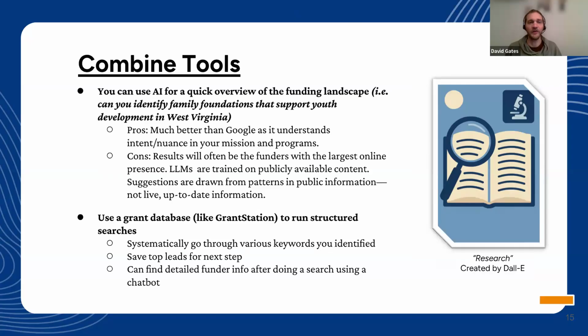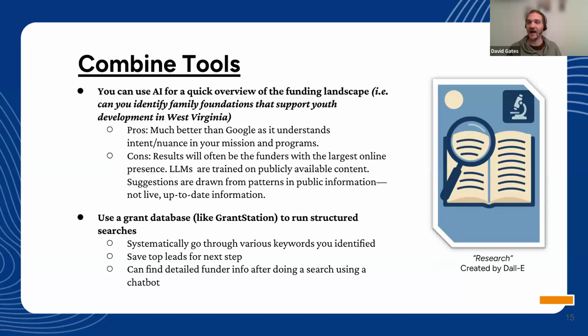Yeah, so with these tools, you can combine them in different ways just to make sure you find as many funding results as possible. You can use AI for a quick overview of the funding landscape, and we'll look at this in a moment. So for example, can you identify family foundations that support youth development in West Virginia?